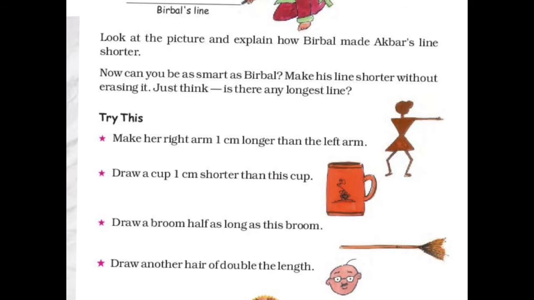Try this. Make her right arm 1 centimeter longer than the left arm. Take your ruler, measure the left arm. For example, if this is 1 centimeter, you have to add another 1 centimeter and draw the right arm. Now measure the cup. You have to draw a cup 1 centimeter shorter than this cup. So subtract 1 centimeter from the height of this cup and draw another cup.